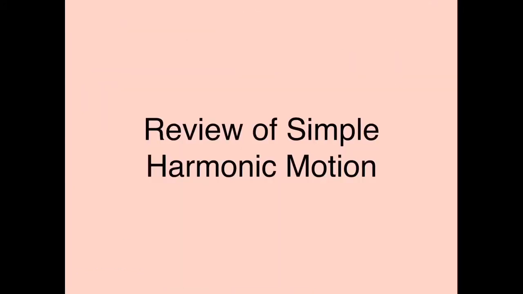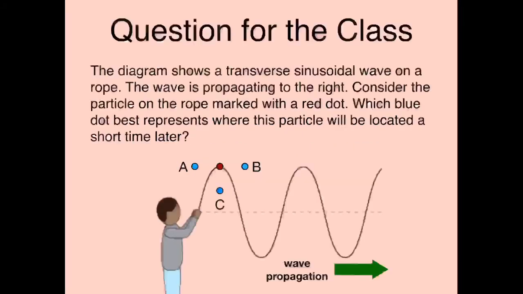Okay, so next, we're going to do a quick review of simple harmonic motion, which is something that you learned back in Physics 45. And the reason we're going to do this is because simple harmonic motion is very closely related to wave motion, and we can use that as sort of a jumping off point to talk about wave motion. So let's start with a question for the class.